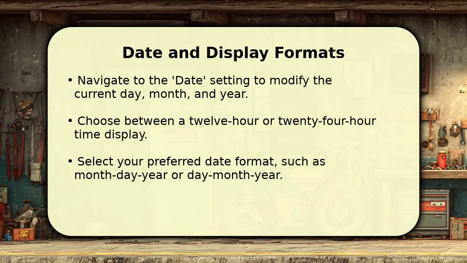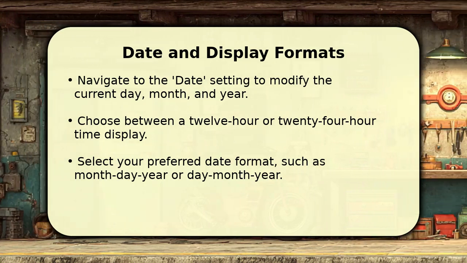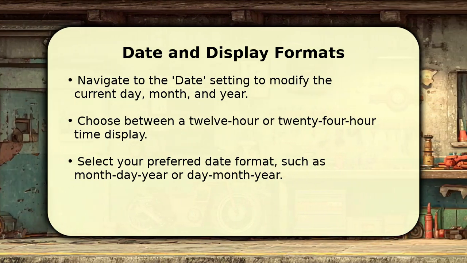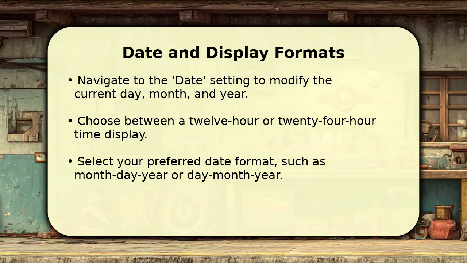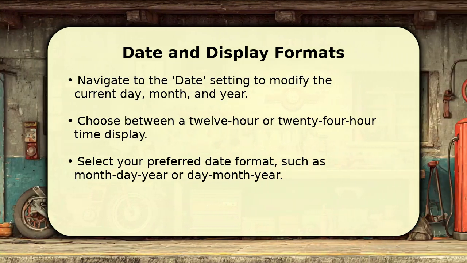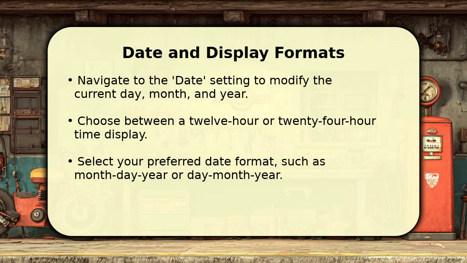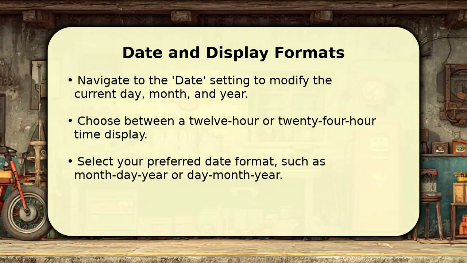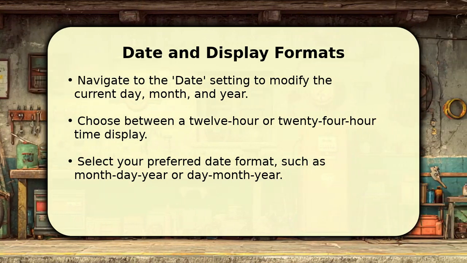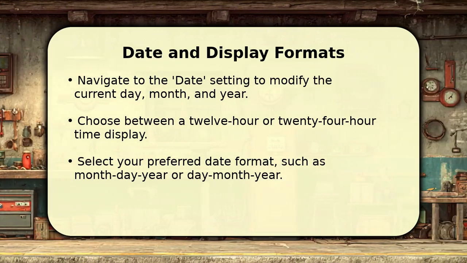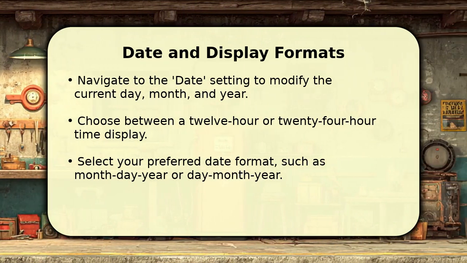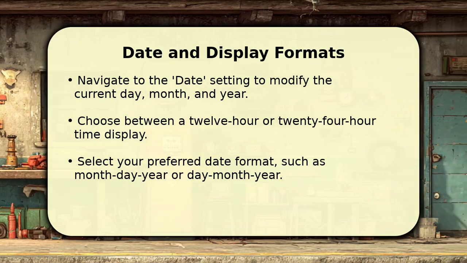Beyond just time, you can also easily modify the date. Navigate to the date setting to adjust the current day, month, and year as needed. Additionally, you have the flexibility to choose your preferred time display, either a 12-hour or 24-hour format. Finally, select a date format that works best for you, like month, day, year, ensuring all information is clear.